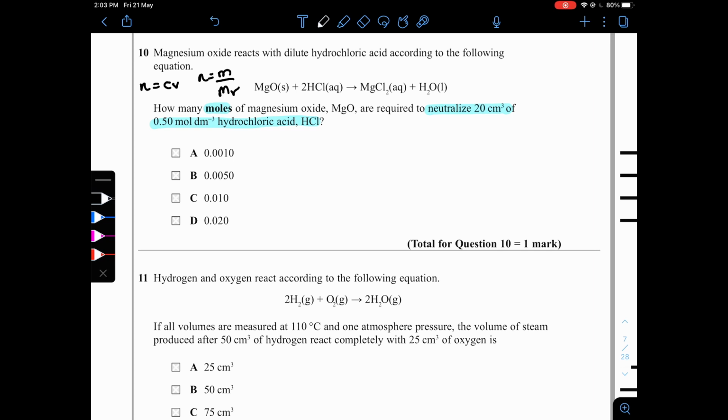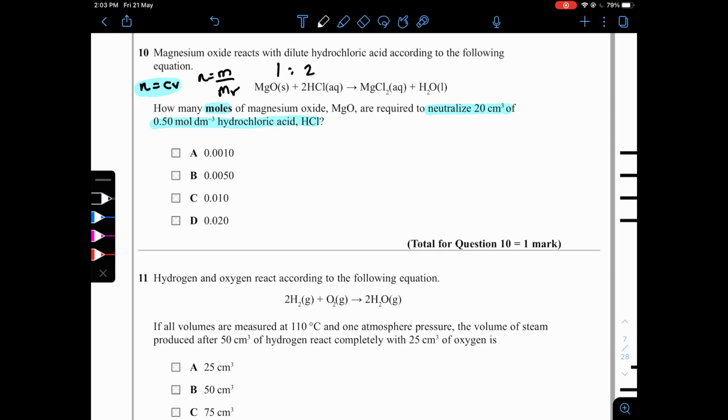And I see which one would help us in this question. So are we being given the mass or a molar mass? No. But we can find the molar mass, obviously, because we have the periodic table. But in this case, you can see that they've given us concentration and volume. So I know that I'm going to use n equals CV in this question. That's just a tip. Second thing, we need to now look at the molar ratio.